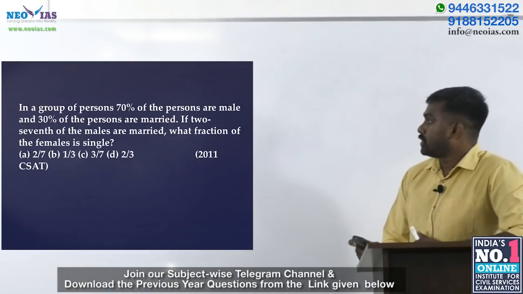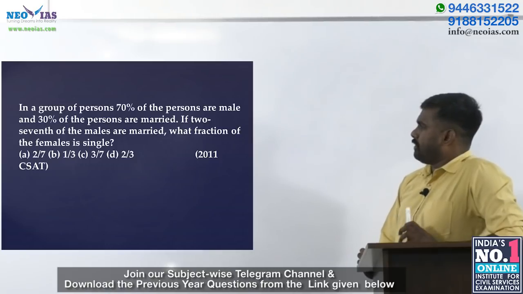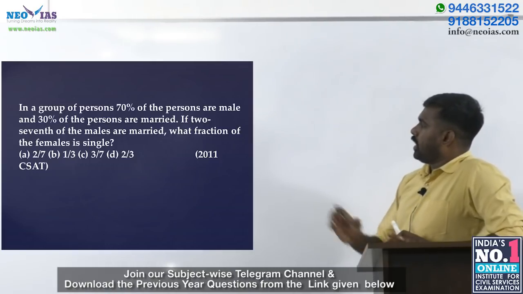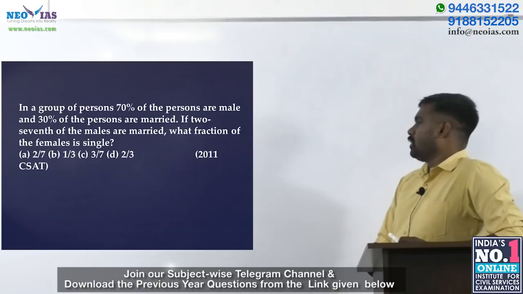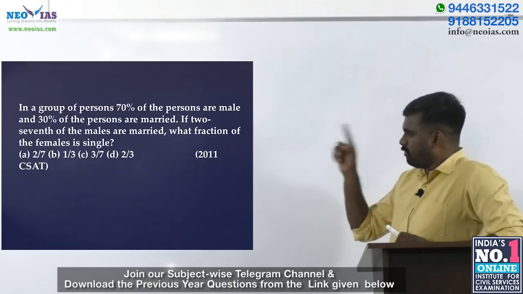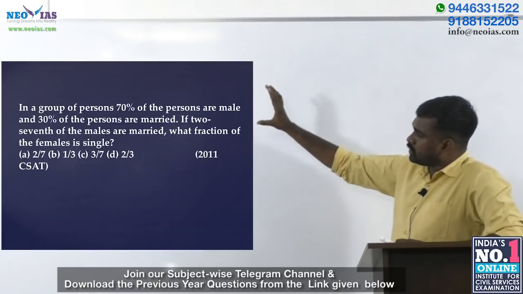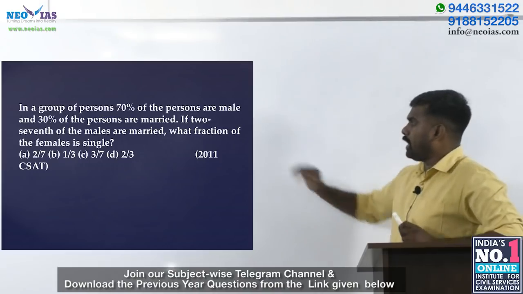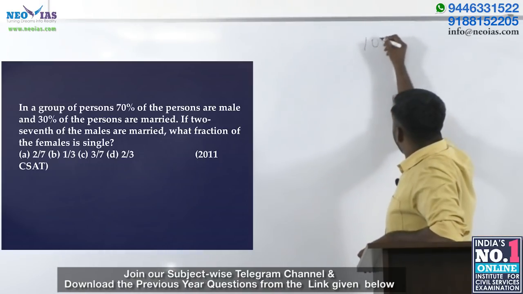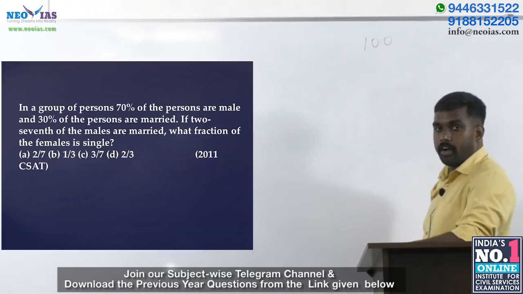So we will move on to the next question. In a group of persons, 70% of the persons are male and 30% are married. If 2/7 of the males are married, what fraction of the females is single? Okay. So here also no specific value is given. I am assuming the total number of persons as 100.